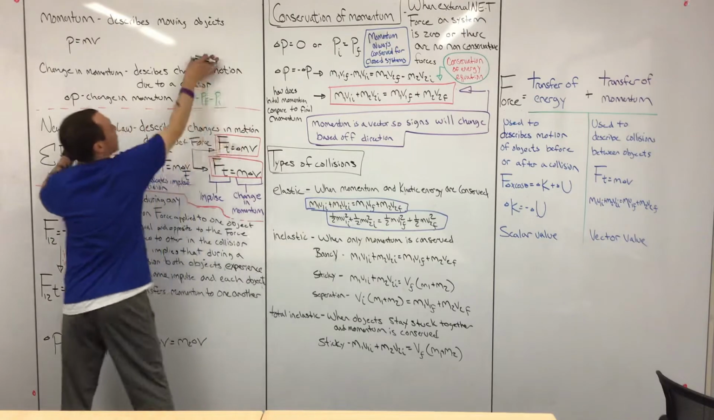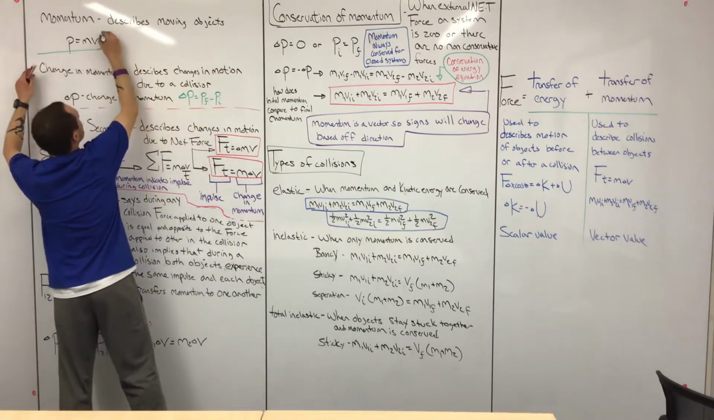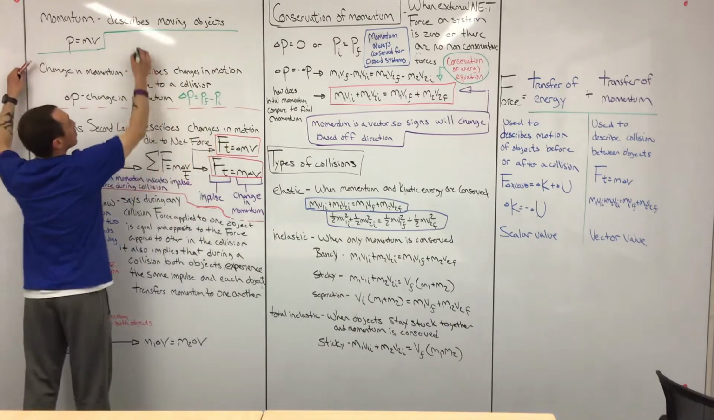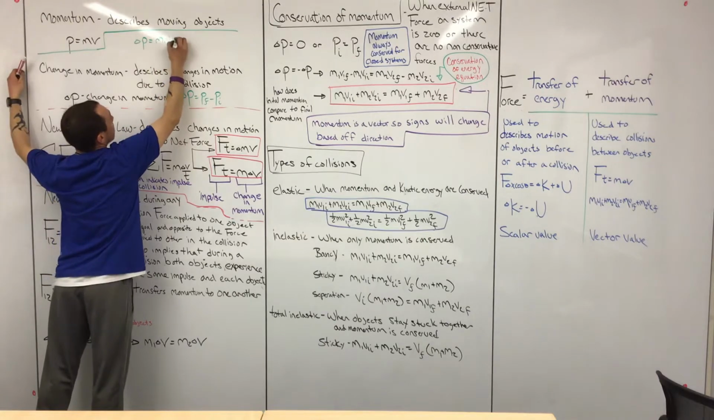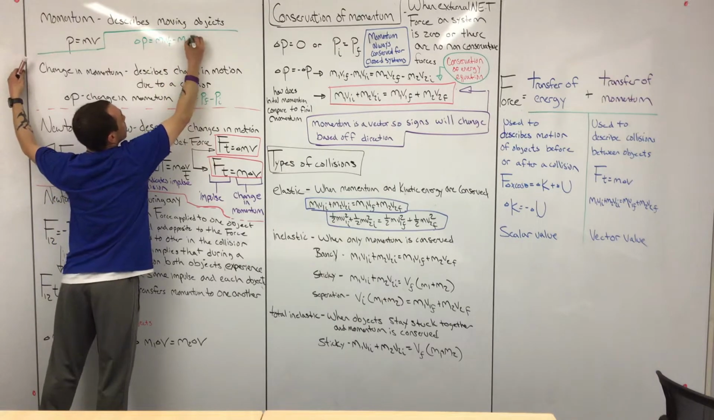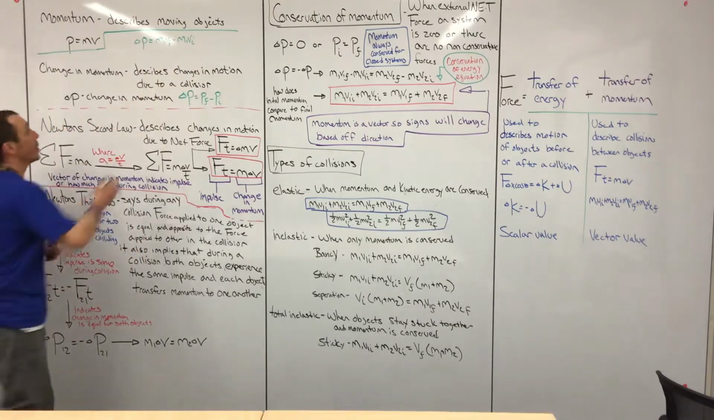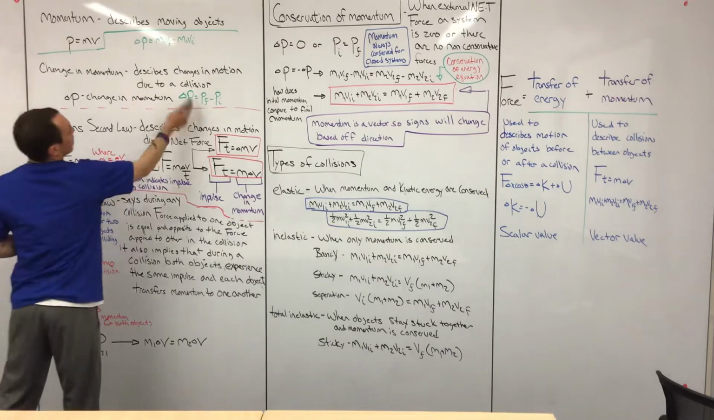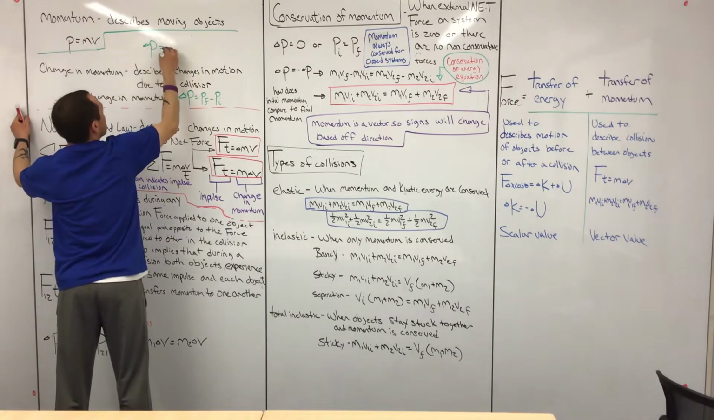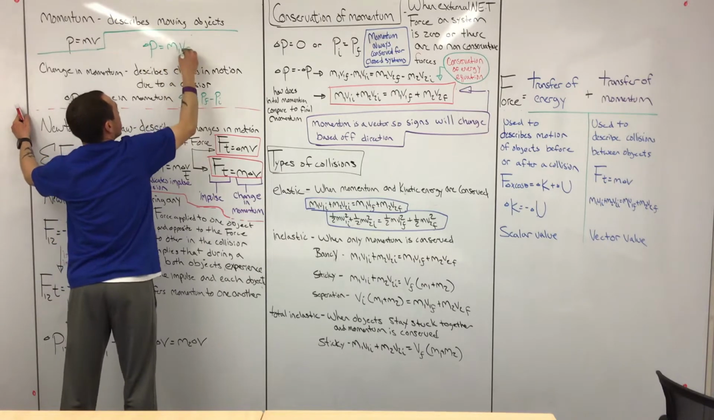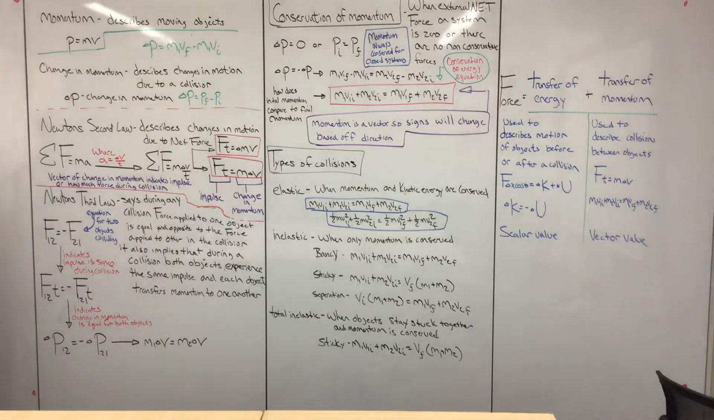Another way to write the change in momentum, if it's one object, would be m1v final minus m1v initial. We're trying to describe the change in momentum for one object, so final minus initial. There are two ways to write that. Let me write that a little bigger: m1v final minus m1v initial. That's just the change in momentum for one object.